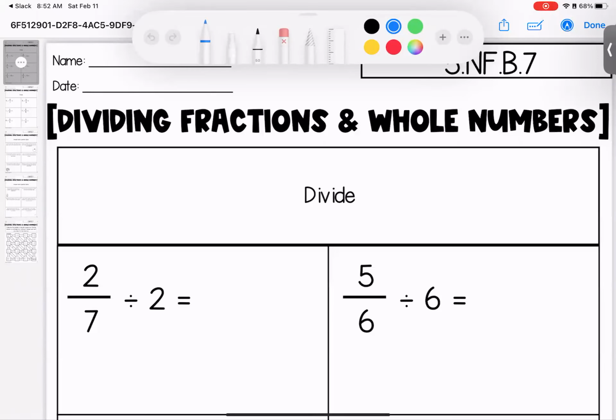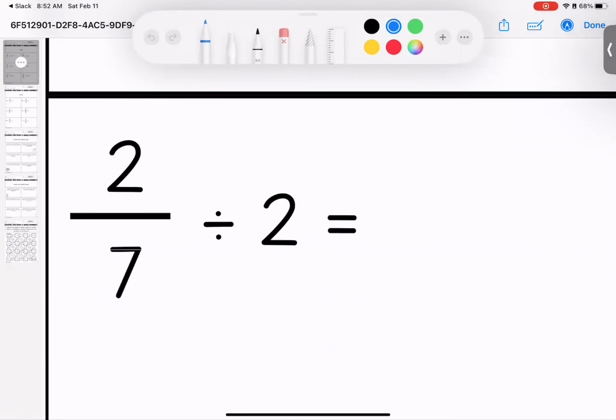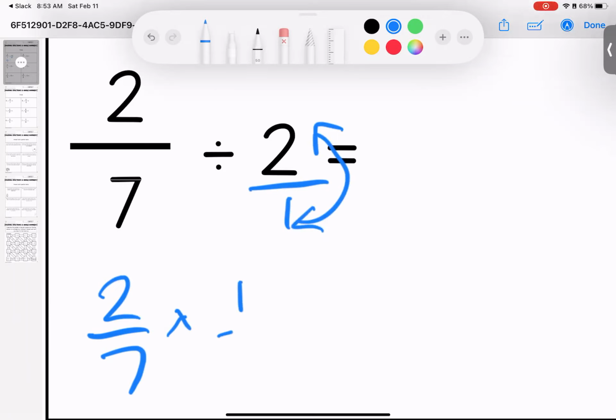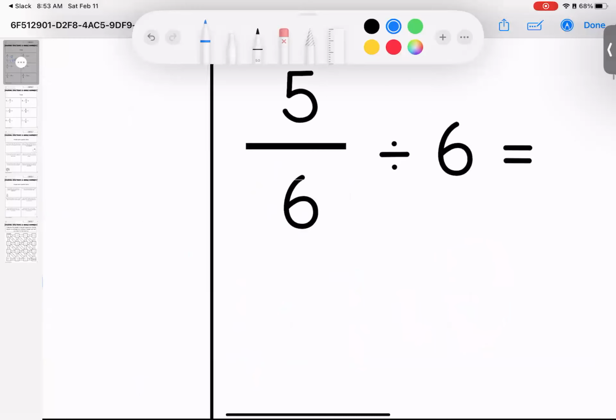Hey kiddos, welcome to the land of dividing fractions, which we learned really quickly is multiplying fractions with a twist. So step one, no denominator, give it one. Remember that dividing is the same as multiplying by the opposite. So keep, change, flip. 2 times 1 is 2, 7 times 2 is 14. I can split it. 1/7 is simplest form.